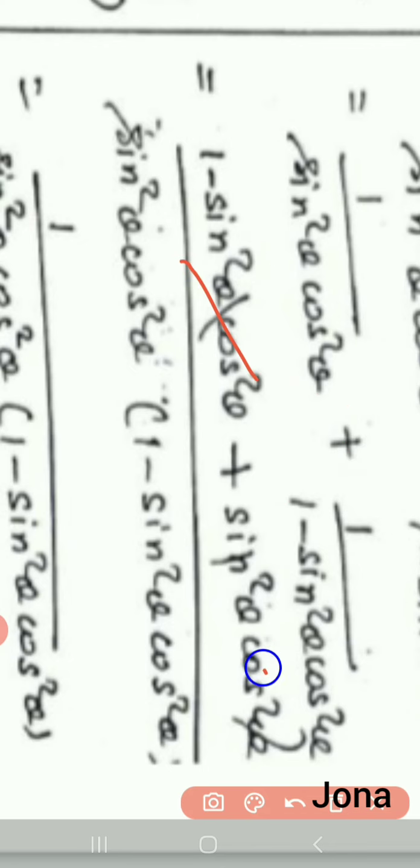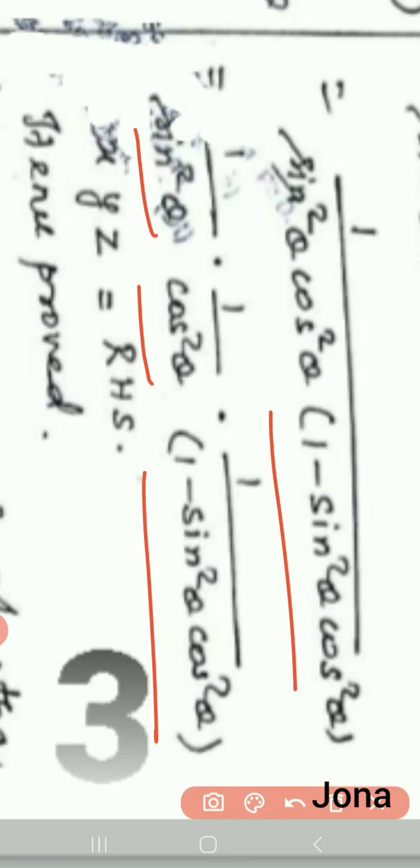I can cancel this term and this term, so that at the numerator I got only 1, and the denominator we have sin square theta cos square theta into 1 minus sin square theta cos square theta. I want to split the terms. So 1 by sin square theta, 1 by cos square theta into 1 by this one. So this is x and this is y and this is z. xyz are given.